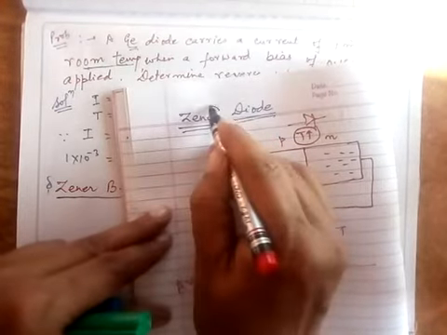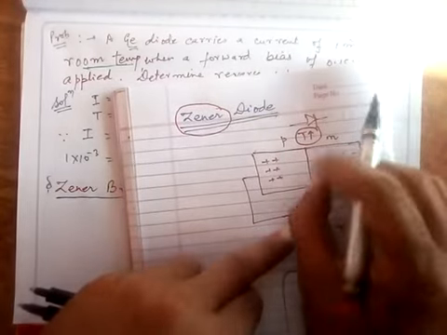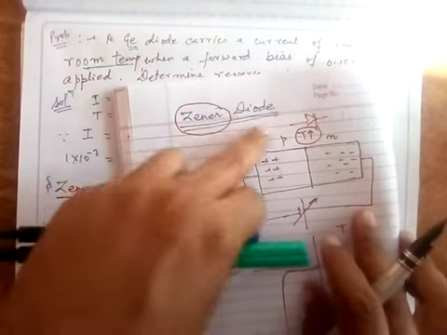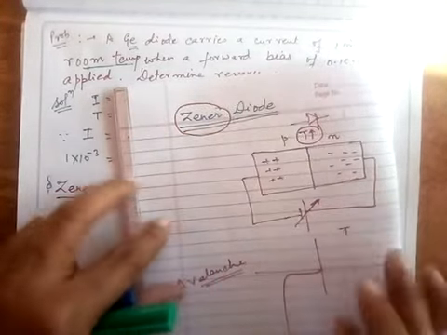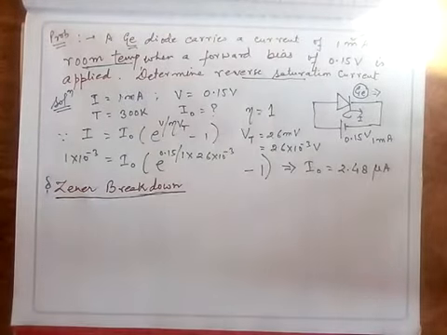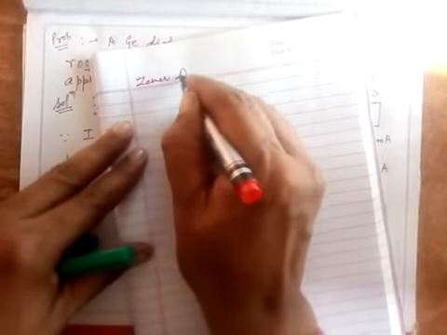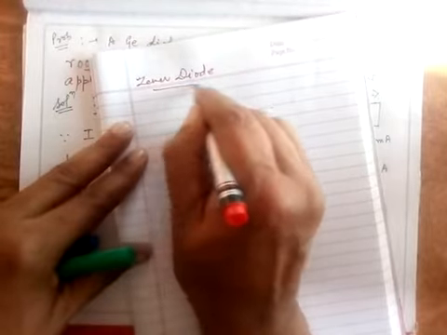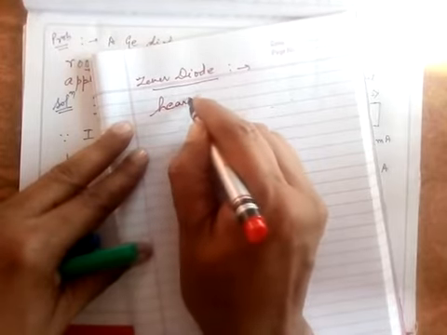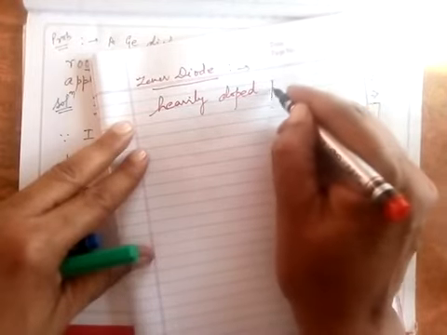Now, what Zener suggested was that although this reverse bias after a certain stage is harmful, let's make it useful. So Zener suggested a different diode of the same type. A Zener diode is nothing but a heavily doped PN junction diode.